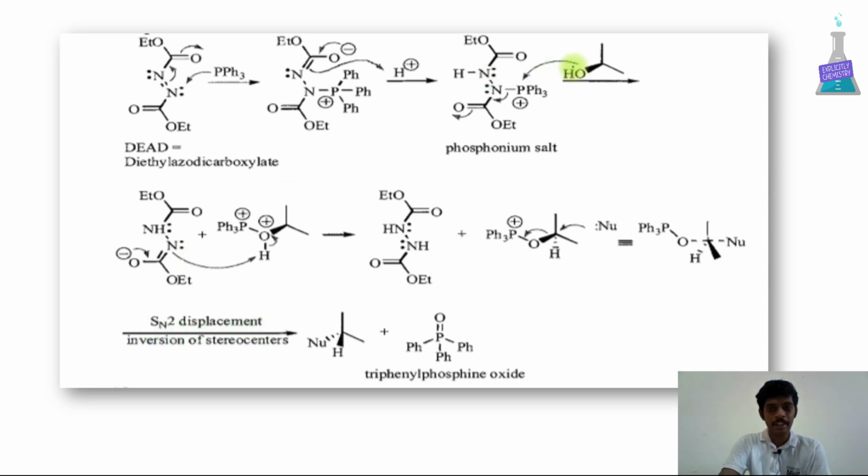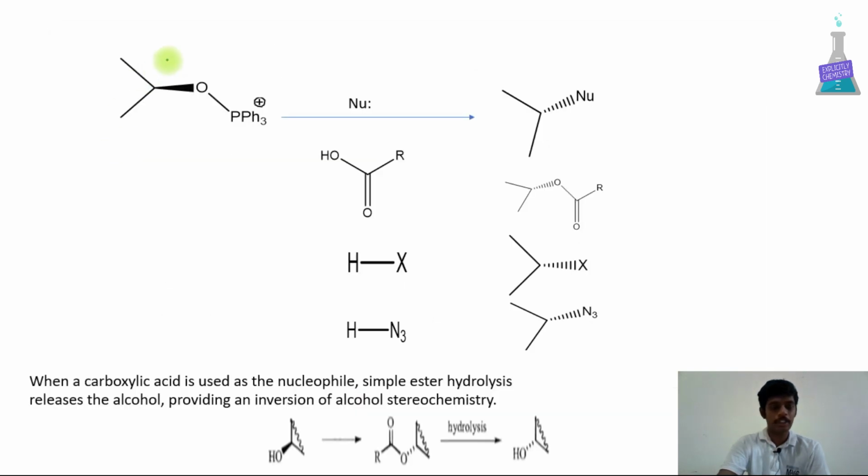Here the starting material has the wedge projection. This will be converted into dash projection, leaving triphenylphosphine oxide. See, this is the intermediate. We are adding the nucleophile. This is the interconversion of stereochemistry, which is in wedge will be converted into dash. Here these are some of the nucleophiles. This will be converted into these structures.